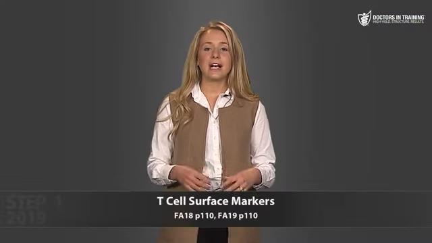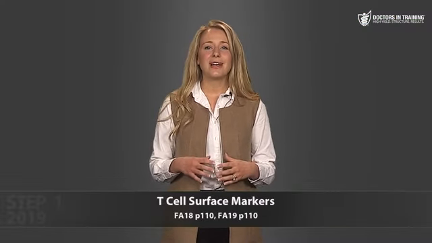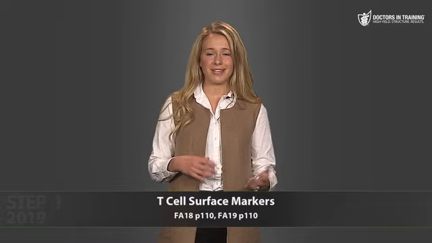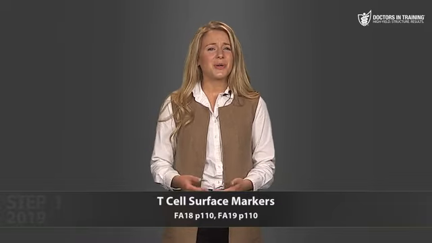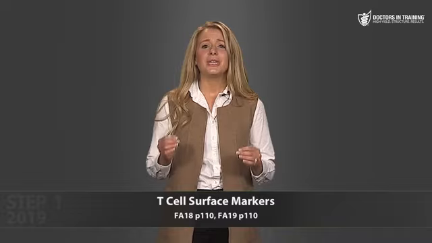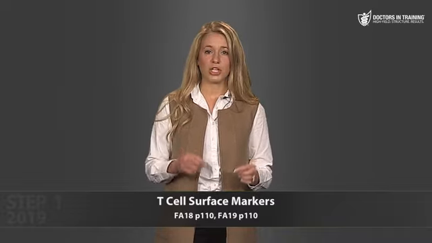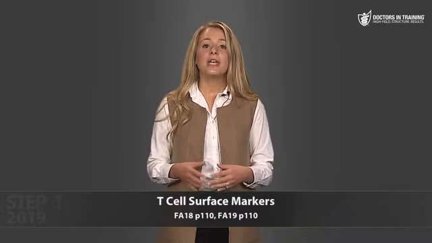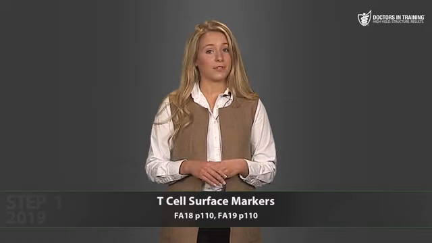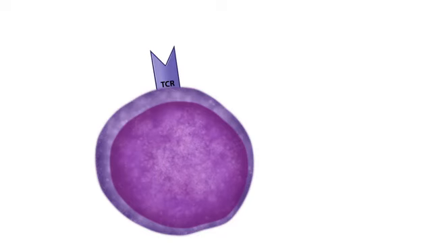Now, a T cell is a type of lymphocyte, but you can't tell a T lymphocyte from a B lymphocyte just by looking at it. So how can you tell them apart? You tell them apart by the different surface markers and receptors on the cell, and these surface markers are worth knowing for Step 1. Every T cell has a very specific T cell receptor, or TCR, that's capable of binding to a very specific antigen. Remember, T cells are a part of the adaptive immune system, which is very specific.